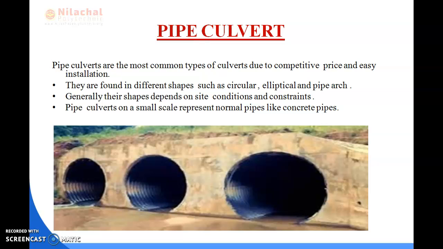Pipe culverts are the most common type of culvert due to the competitive price and easy installation. They are found in different shapes such as circular, elliptical and pipe arch. Generally their shape depends on the site condition and constraints. Pipe culverts on a small scale represent normal pipe, like concrete pipe. This is the picture of a pipe culvert, and you can see here that the culverts are installed using pipes, which may be concrete pipe or steel or iron pipes, and this is very easy to install, and the cost is also least.